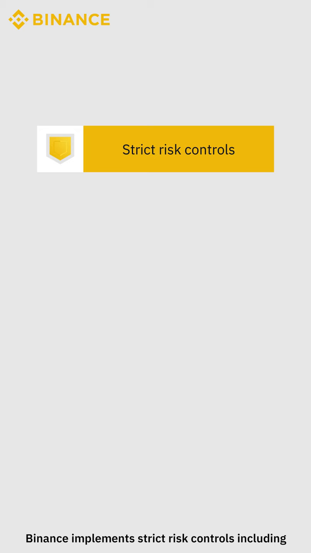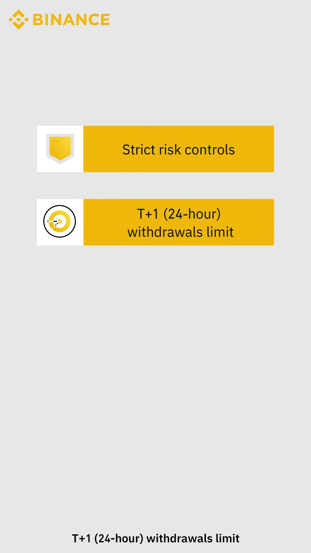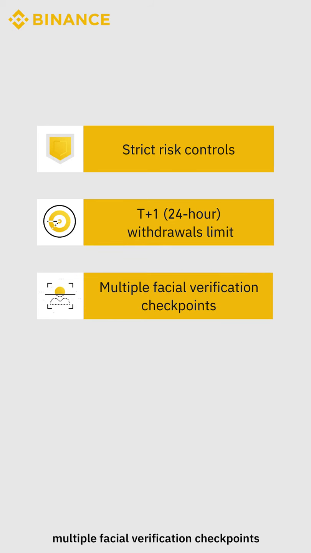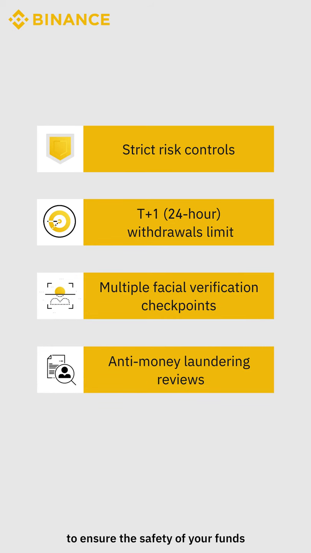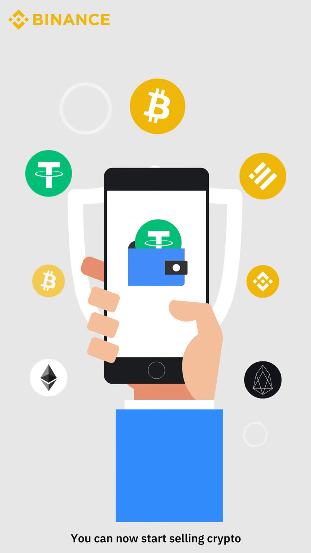Binance implements strict risk controls including T+1 or 24-hour withdrawals limit, multiple facial verification checkpoints, and anti-money laundering reviews to ensure the safety of your funds. You can trade P2P worry-free. It's fast, simple, and convenient. You can now start selling crypto on Binance platform.